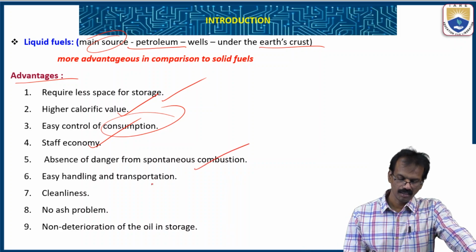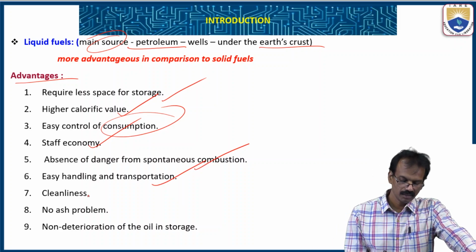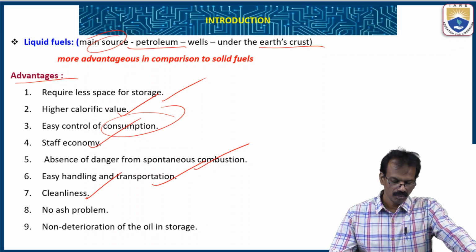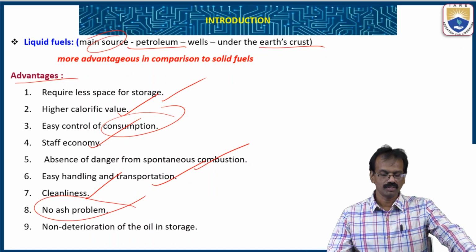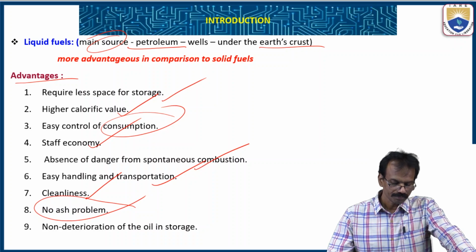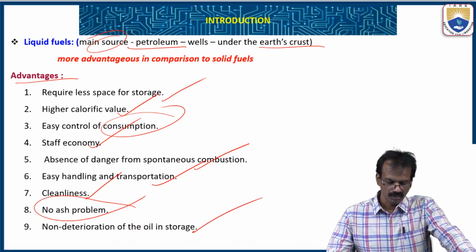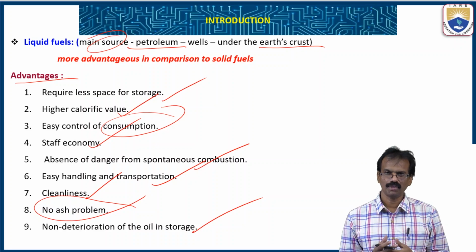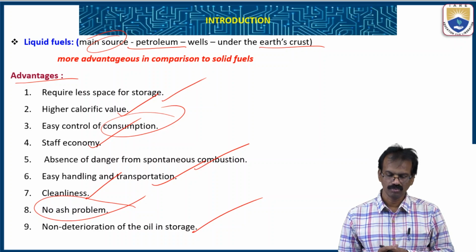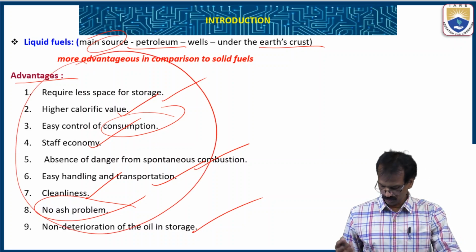Next, easy handling and transportation compared to solid fuels, and it gives good cleanliness. Here there is no ash problem, because we know the combustion of liquid fuels leaves none. Next, non-deterioration of the oil in storage. There is no problem in storage because no chemical reaction will occur in these products. So these are the main advantages of the liquid fuels. You can remember this one.